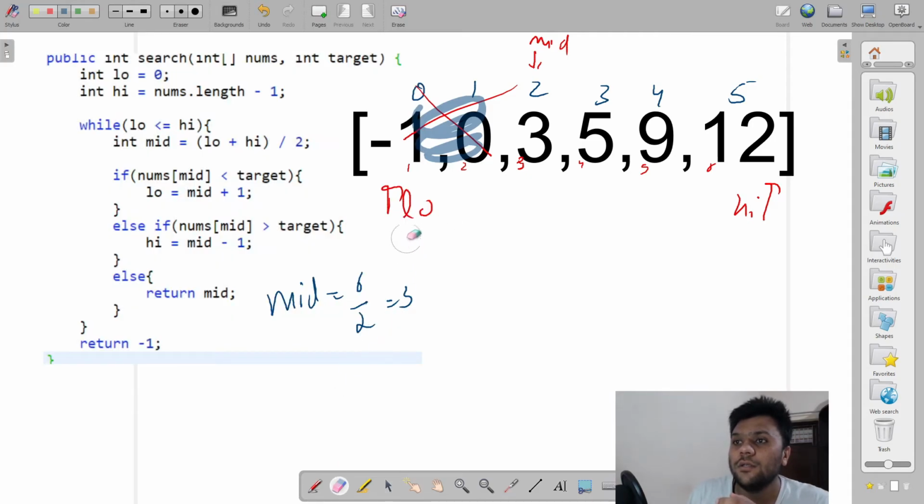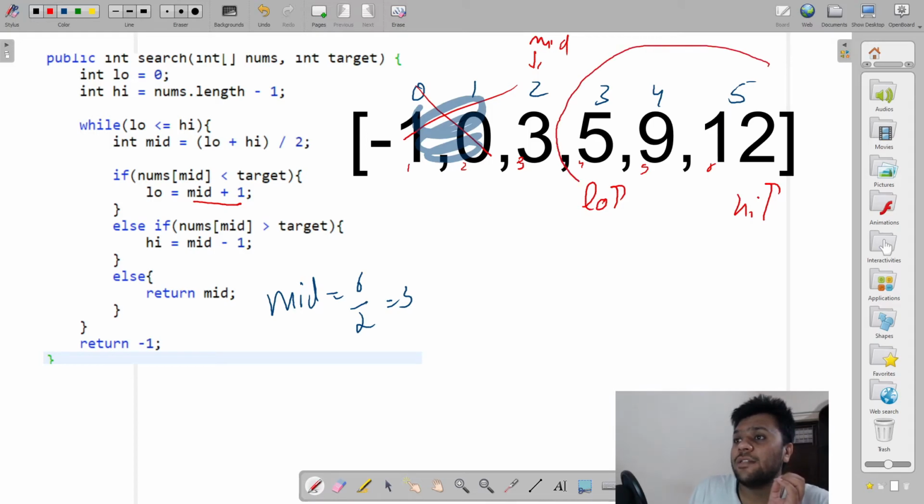Okay, let me just erase it. My low will come after my mid. If I look over here, this mid plus 1, my low will come over here. My low is, start focusing on it, and I just look at these numbers. I will stop looking at these numbers.